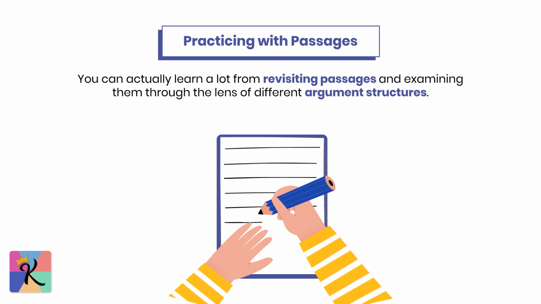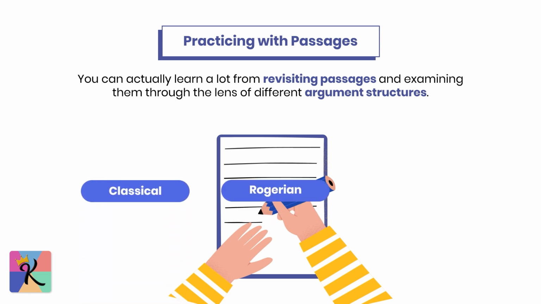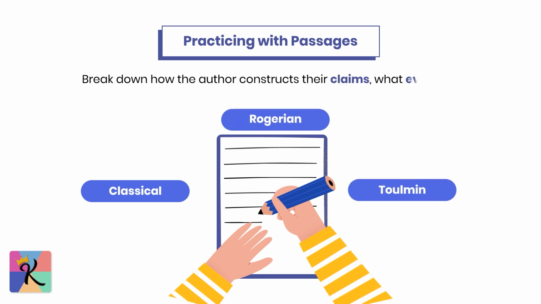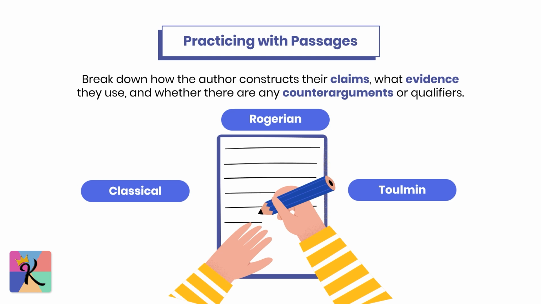Try revisiting a passage from earlier modules and identify whether it contains elements of classical, Rogerian, or Toulmin arguments. Break down how the author constructs their claims, what evidence they use, and whether there are any counter-arguments or qualifiers. Over time, you'll start to anticipate the types of questions that will be asked and understand the test writer's approach.